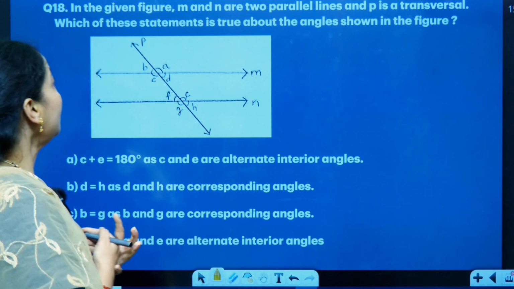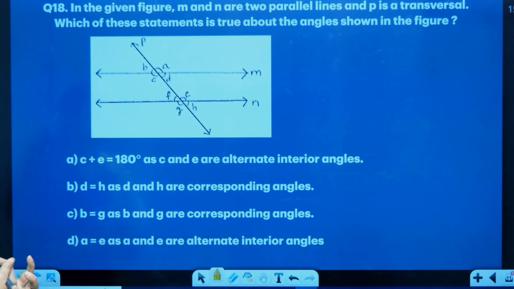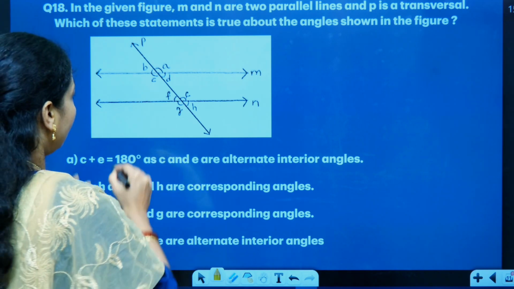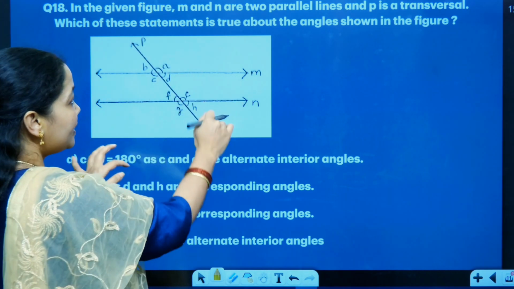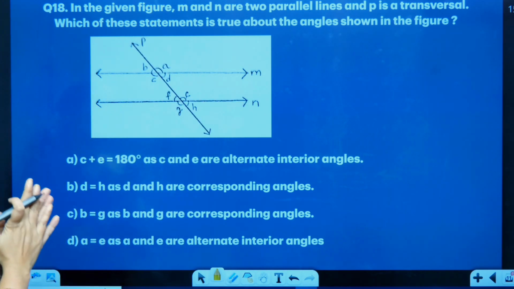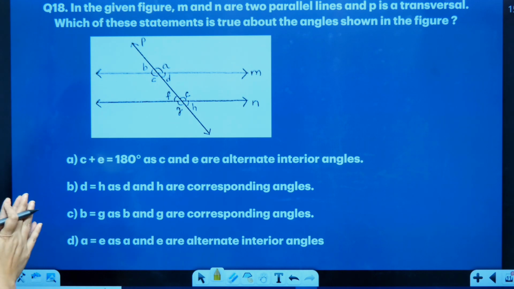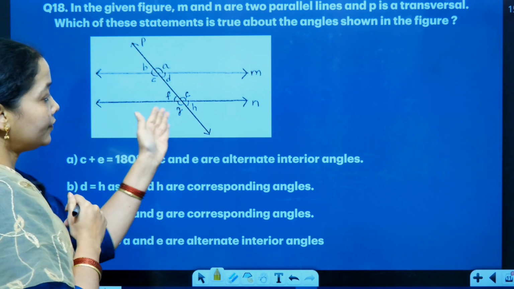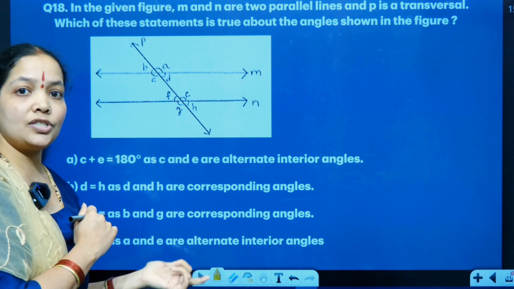Okay, so moving on to the 18th question. In the given figure, M and N are two parallel lines and P is the transversal. M and N are parallel lines and P is the transversal. Which of these statements is true about the angles shown in the figure? They have shown us certain angles called A, B, C, D and E, F, G, H. They want us to categorize which is true here.